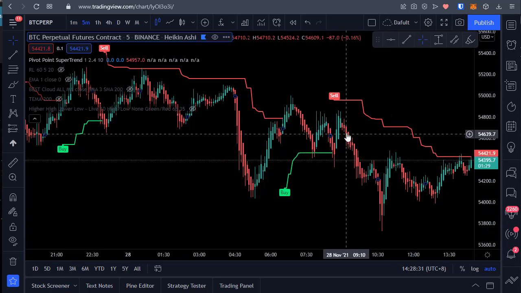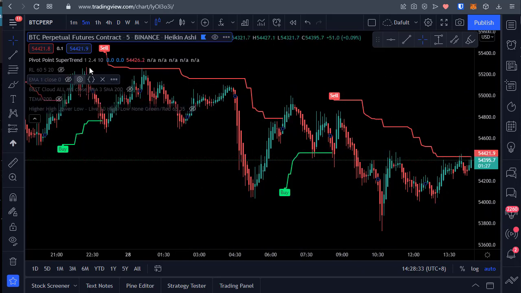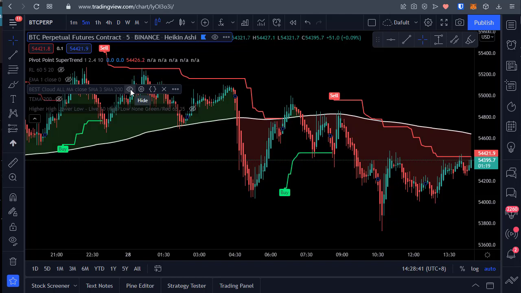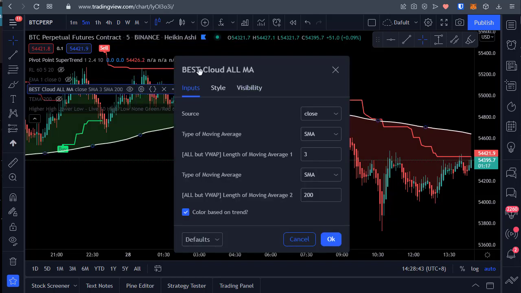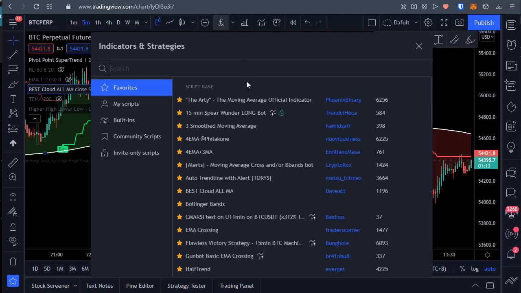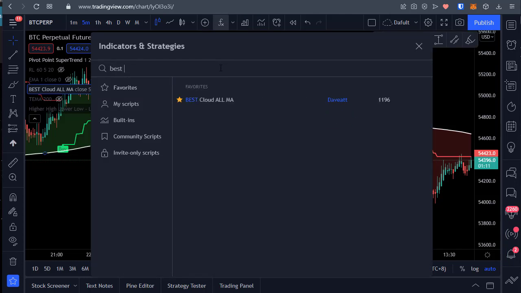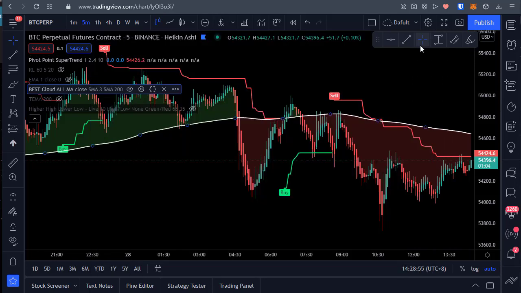So how I normally trade is that I will adjust this. What I want to do is add on another indicator, which is the EMA, smooth moving average, which looks like this. This one is called the Best Cloud MA. Where you can find this, you just search for Best Cloud. This is one of the best free moving averages you can find.